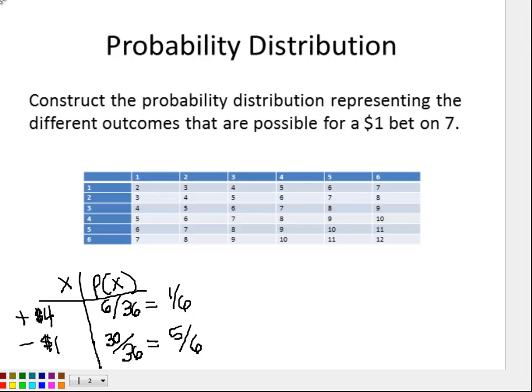Okay. So now the next thing we're going to do is figure out the expected value. What is the expected win or loss in the long run? So the expected value is calculated. This is what you call your mean. Expected value is the same as the mean. This is a summation bar, and you're going to take x and multiply it by the probability.